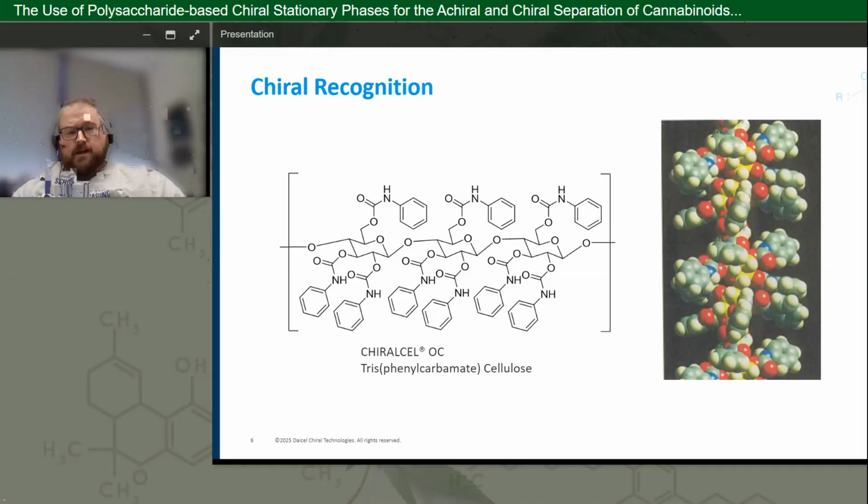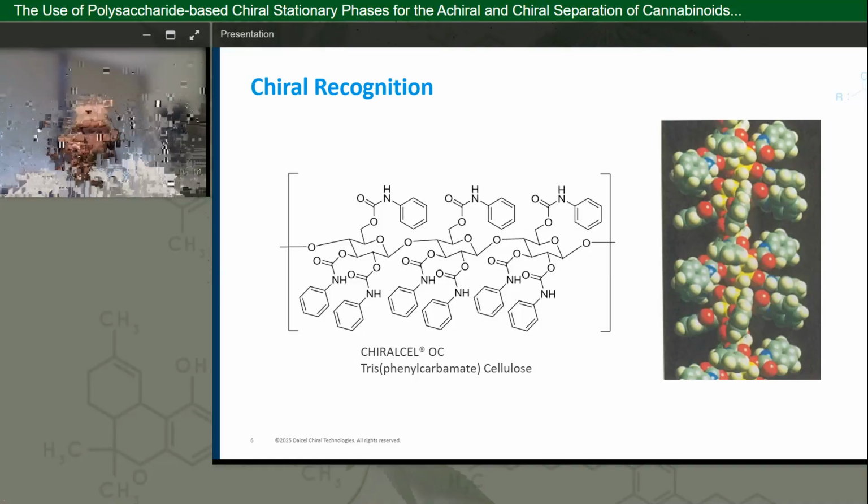And when I say polysaccharide, I'm talking about either cellulose or amylose, primarily, is what we're going to be dealing with. I have an example on the screen here of what one of those looks like. We've got a cellulosic core that is derivatized with a small molecule selector. In this case, you've got tris phenylcarbamate.